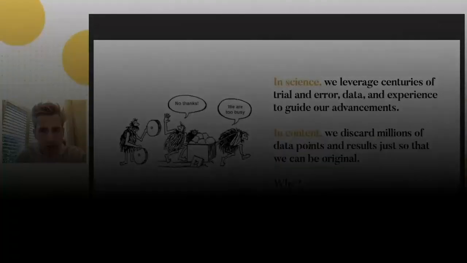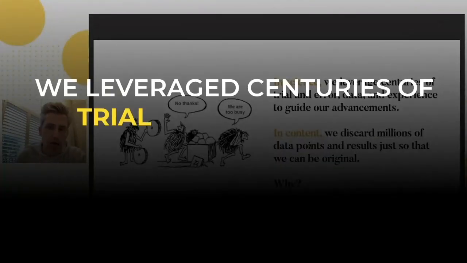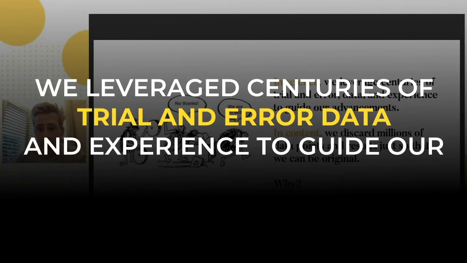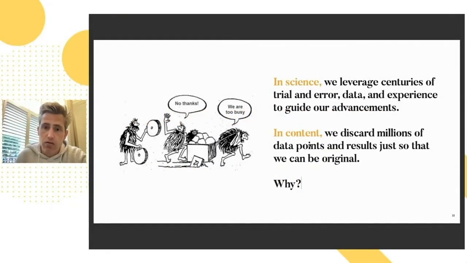As we all know in science, we leverage centuries of trial and error data and experience to guide our advancements. It's like you talk about the vaccine coming out. It's not like they just built that in a vacuum. They were leveraging data from years and years of previous vaccines to guide them. Yet, when it comes to content, for some reason, people discard millions of data points and results just so that they can be original. And the question is why?